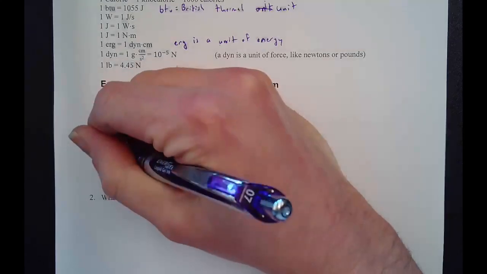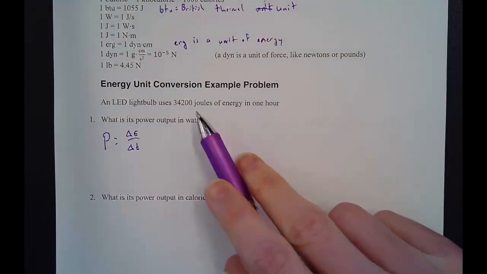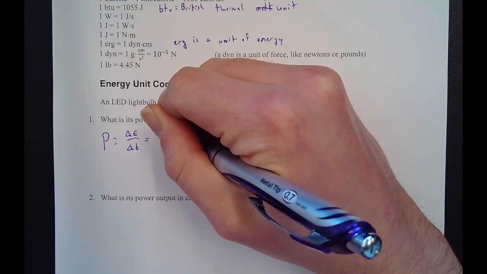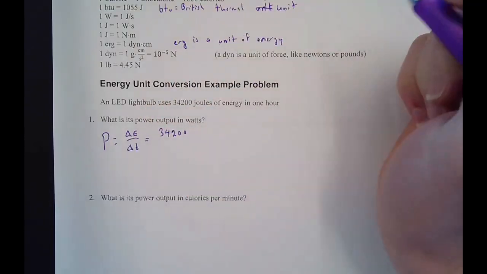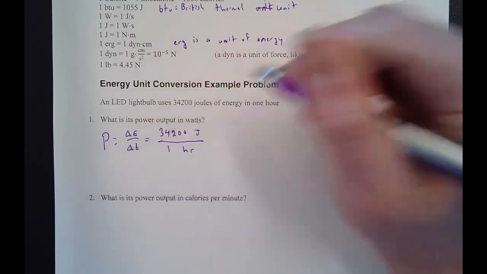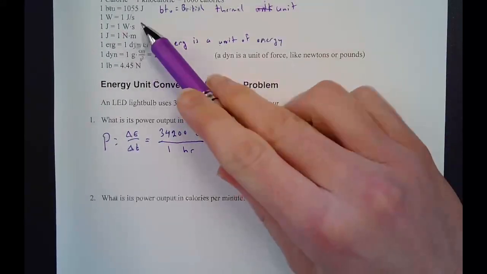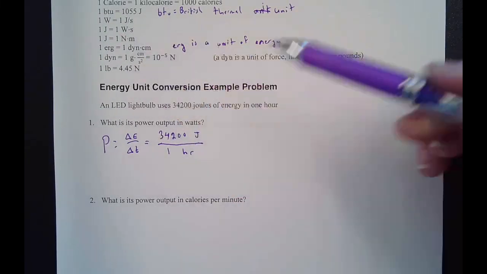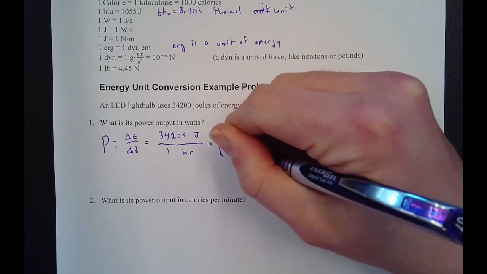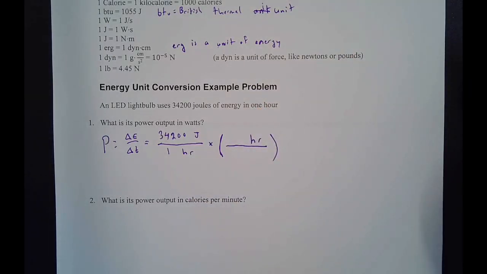Well, the power is the change in energy per time, which we do know is 34,200 joules per 1 hour. So that looks pretty good, except for the fact that we want it in watts. And a watt is a joule per second, not a joule per hour. So we need to convert this hour to seconds. And to do that, we'll multiply through by the denominator. I need to cancel it, so I'll put it in the numerator.